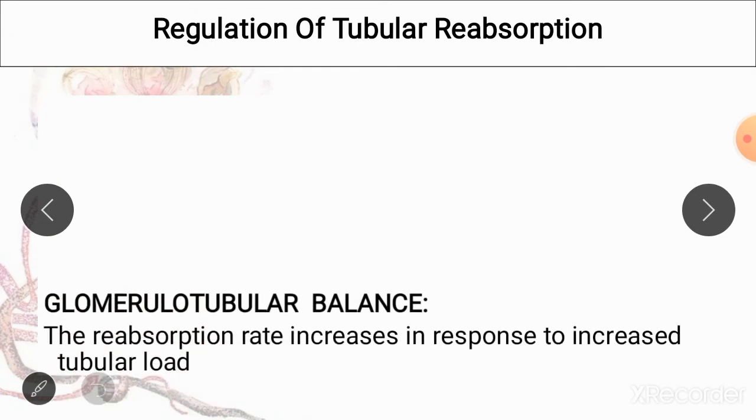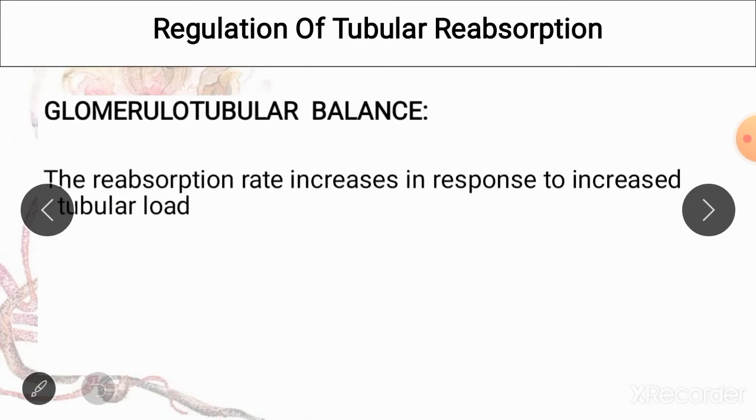Then we have regulation of tubular reabsorption. This is also an important concept. If you remember, when we were studying the regulation of GFR, we studied the tubuloglomerular feedback, the one with macula densa cells and renin and angiotensin, and we also studied the myogenic regulation, autoregulation of GFR. We also mentioned the name of glomerulotubular balance, and I told you that we will be discussing it later on in the unit. So now is the time to discuss the glomerulotubular balance.